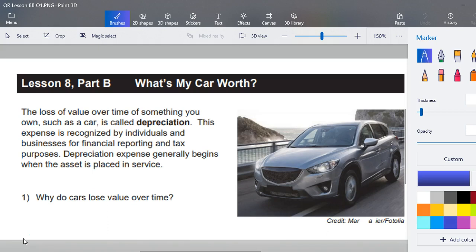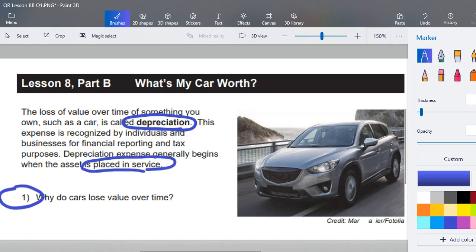The loss of value over time of something you own, such as a car, is called depreciation. This expense is recognized by individuals and businesses for financial reporting and tax purposes. Depreciation expense generally begins when the asset is placed in service.